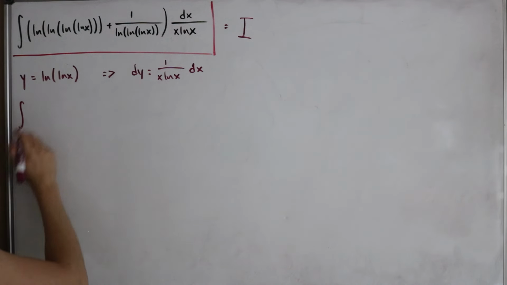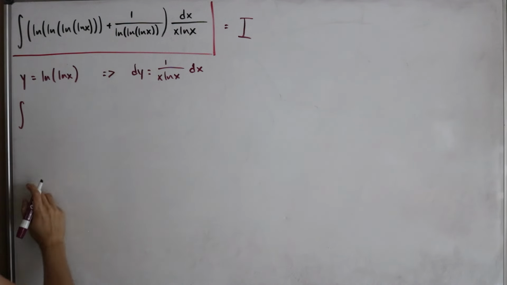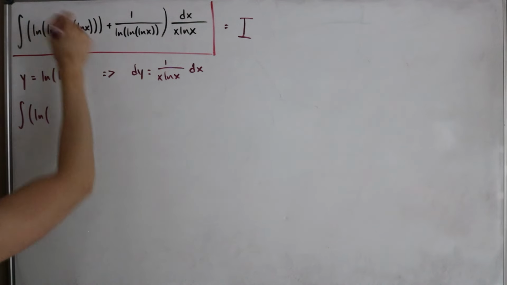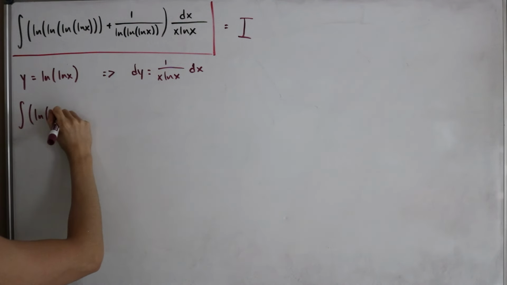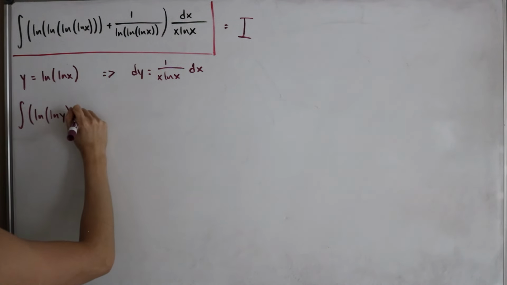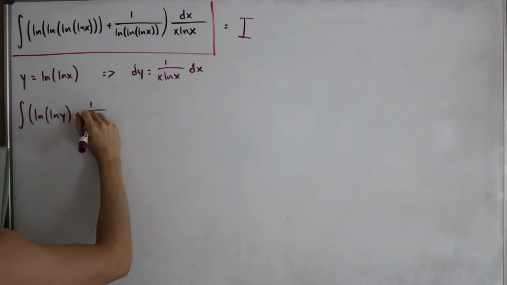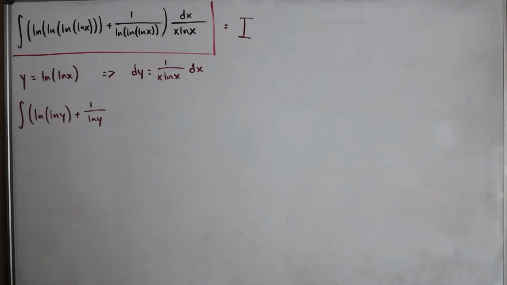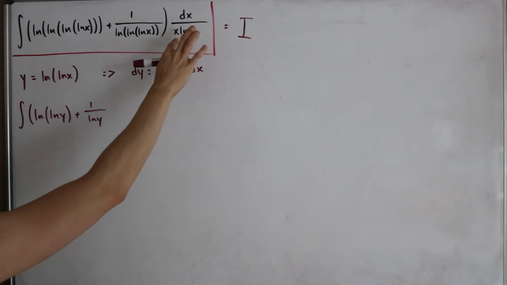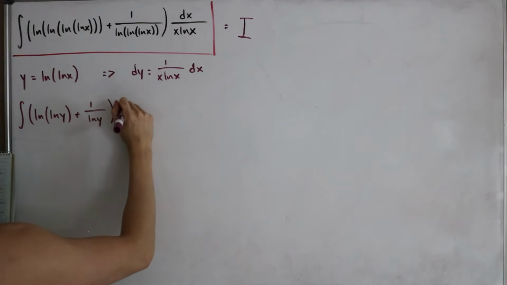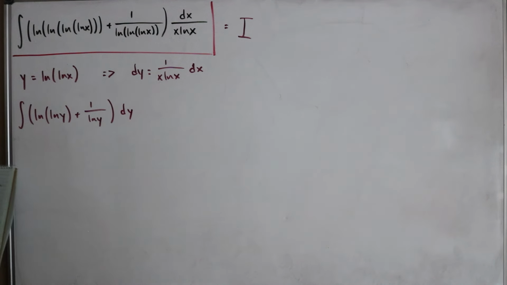Then we substitute everything back in. So just be careful when you write this. You don't want to write too many natural logs, or it's just going to go into a fury of chaos everywhere. So I have the natural log of the natural log of y, and then add this with 1 divided by the natural log of y. And thankfully, the 1 over x ln of x dx gets rid of itself, so we're just left with dy by itself.